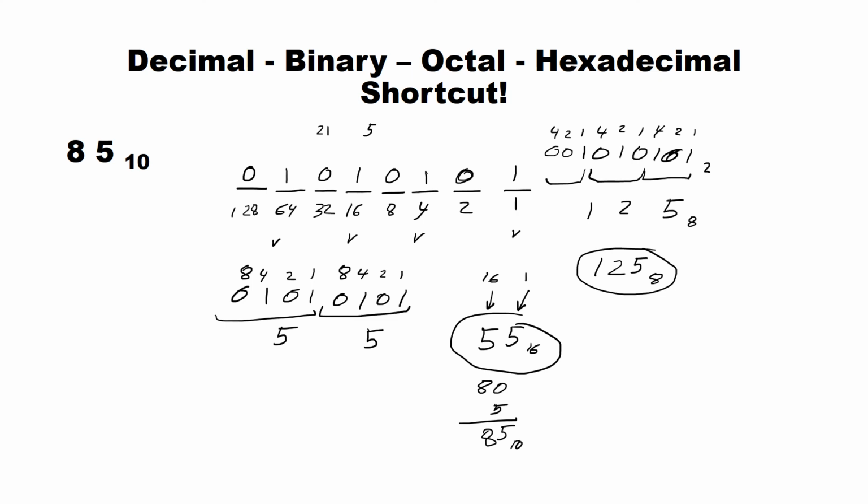And I could do the same thing for 125 base 8. That's really the 1's place. The 8's place. 8 times 8 is 64. That's the 64's place. So I have a 1 in the 64's place. A 2 in the 8's place. 2 times 8 is 16. A 5 in the 1's place. So 64 plus 16 is 80, plus 5 is 85 base 10.